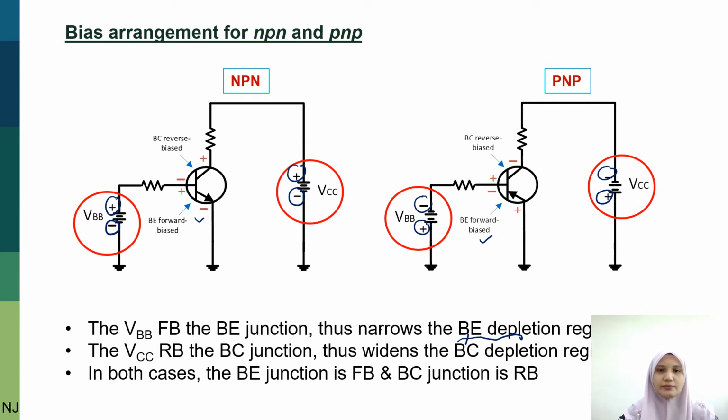And the VCC reverse biases the base collector junction. Thus, it widens the base collector depletion region. The same goes for the PNP: the VCC reverse biases the BC junction. So we can say that for both cases, the BE junction is forward biased, while the BC junction is reverse biased. It is the same for both types.